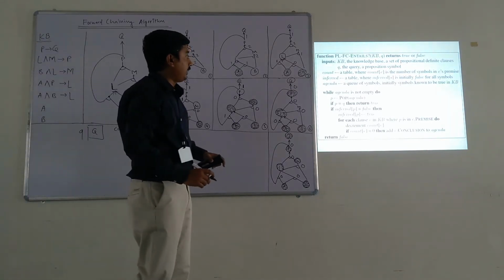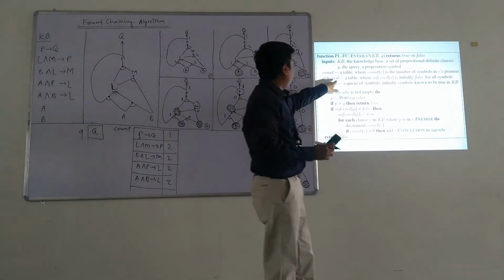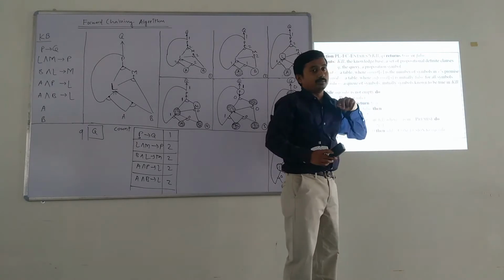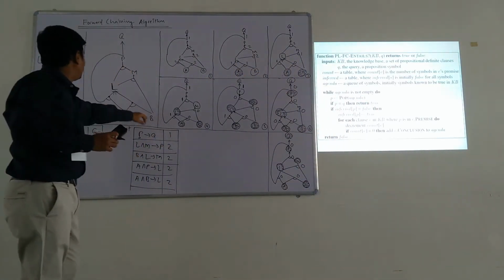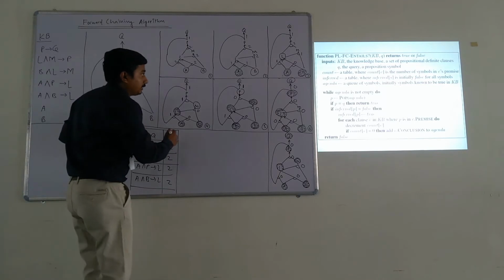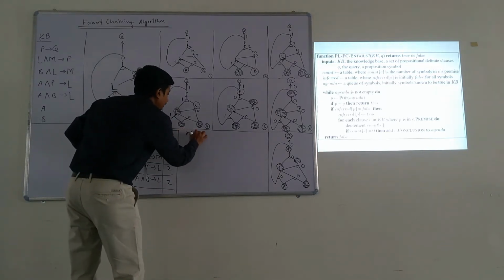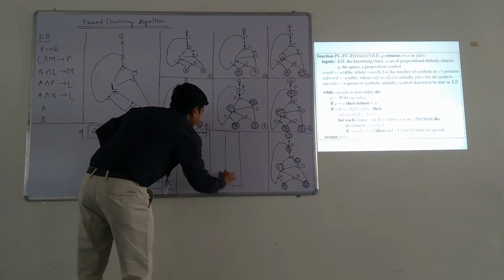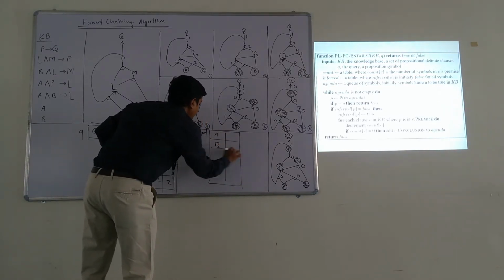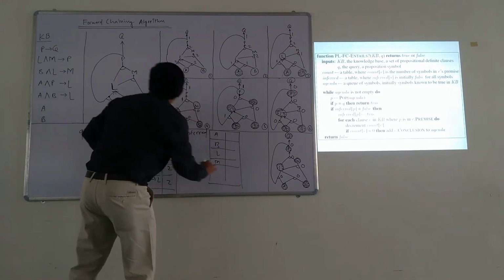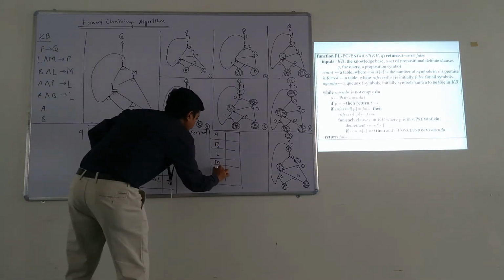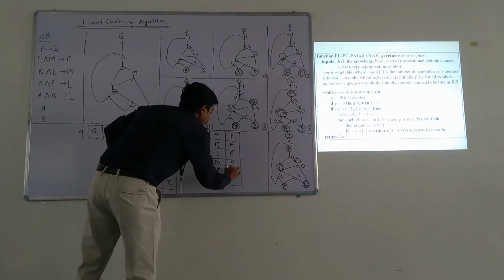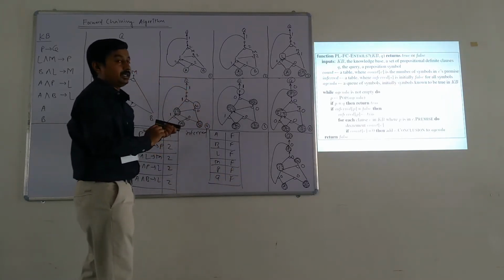Next variable is the inferred table. Here S stands for symbol, initially false for all symbols. How many symbols are there? 1, 2, 3, 4, 5, 6. Let us draw the inferred table. We have variables A, B, L, M, P, and lastly Q, and they are all initialized to false. So this is the inferred table.